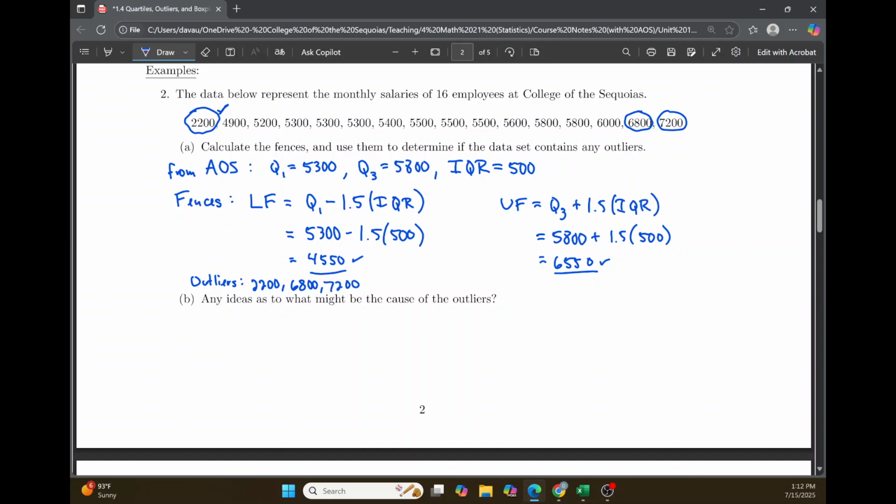On the upper end, even though these values are outliers, they're not quite as drastically different from the rest of the data as 2,200 is. So I don't know, these people are just, I guess, senior employees who have been there for a while and gone up in the pay scale, or maybe they're managers or something like that. Whatever. None of these salaries are up to date, I think. I think most COS employees are probably making a little bit more than this at this point. But anyway, that's neither here nor there. Moving on.